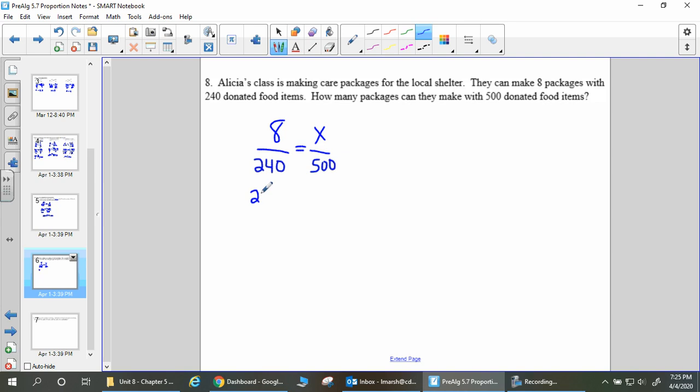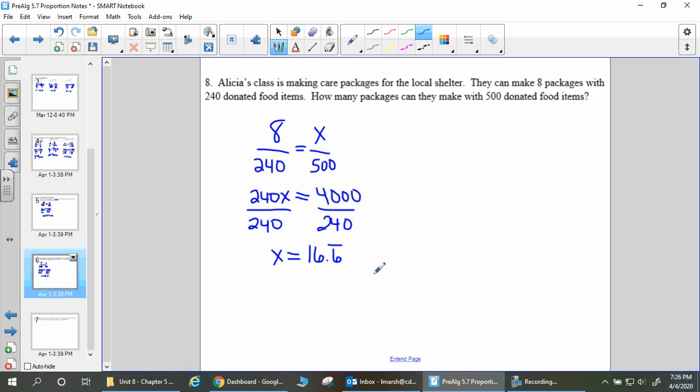So when I cross multiply 240 times x, 8 times 500 is 4,000. And we're going to divide both sides by 240. And so this time, x, or whatever letter you're using, is going to give me 16.6 repeating.